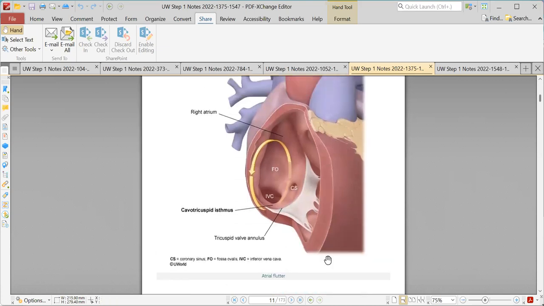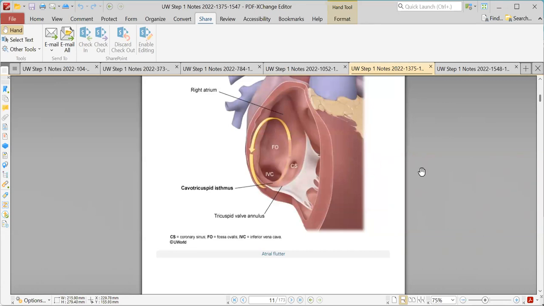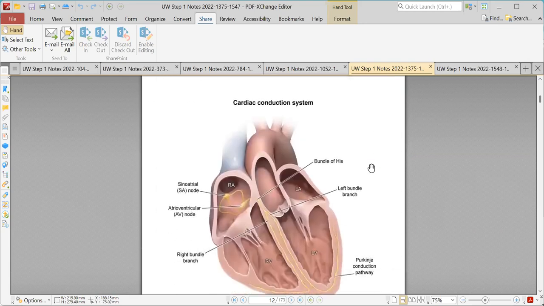Okay, so in atrial flutter, the atria is not contracting properly. It's fluttering a lot, but it's not contracting properly. So what's the origin? The origin is in the right atrium near the tricuspid valve. The cavo-tricuspid isthmus is the area where a lot of abnormal firing is there in atrial flutter. It is near the opening of the inferior vena cava in the right atrium. So that is the location.